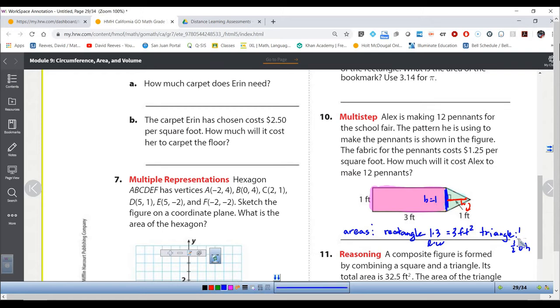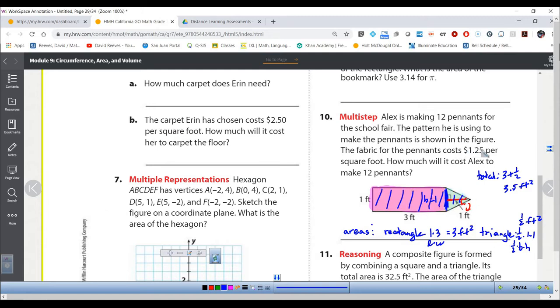So we have 1/2 times 1 times 1. Again, I hope you don't break out your calculator. All right, 1/2 of 1 is 1/2 times 1 is 1/2. So we get 1/2 square feet or 1/2 square foot. Not quite sure what we should say there. All right, so what is our total area? Our total area is those two added together. 3 plus 1/2 is 3 1/2, or if you prefer, a lot of you like decimals better, 3.5 square feet. So that is the total area of this pennant, right?